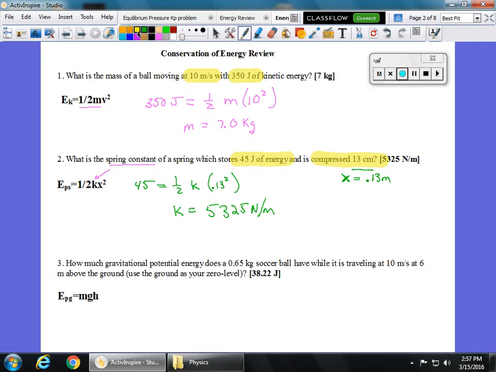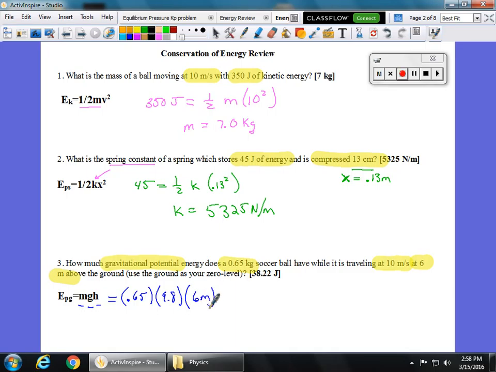Last one is gravitational energy. In this case, we're looking for the gravitational potential energy, which is our EPG. You're given a mass, a velocity, and a height above the ground. The equation tells us that we need mass times g times height. The mass is given to us as 0.65 kilograms. You know what g is: g is 9.8 meters per second squared on Earth, times the height, which is 6 meters.